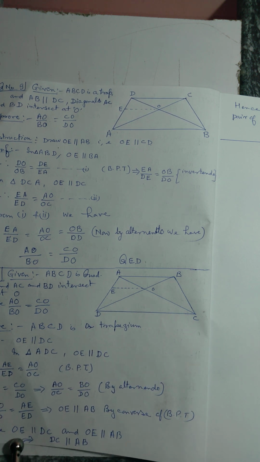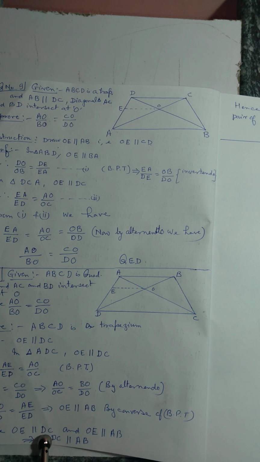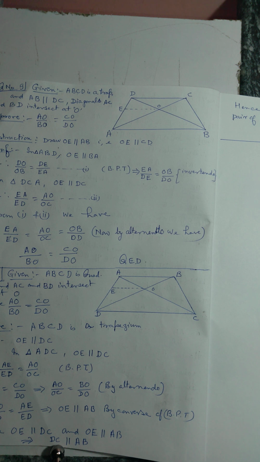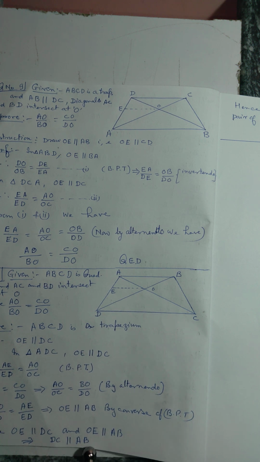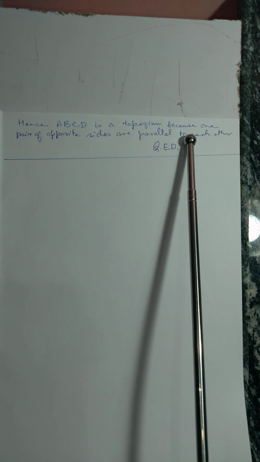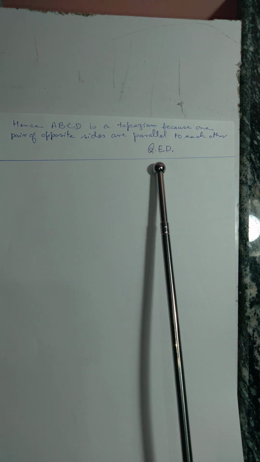Hence, OE is parallel to DC and OE is parallel to AB. Therefore, DC is parallel to AB. Hence, ABCD is a trapezium because one pair of opposite sides are parallel to each other. QED.